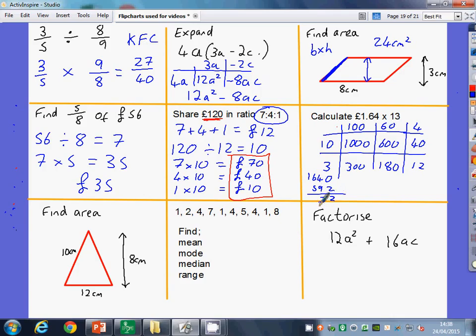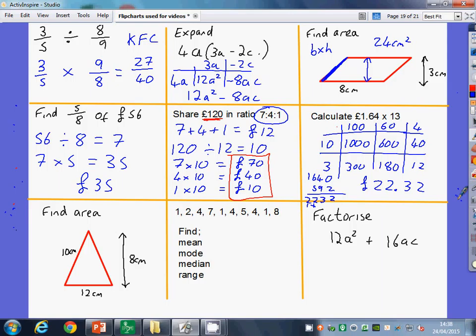And we get 2, 2, 3, 2. So 2,232 pence. So obviously we need to put our pound sign at the beginning and our decimal point in. So we get £22.32.